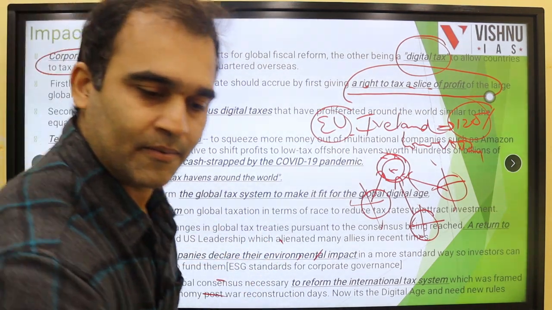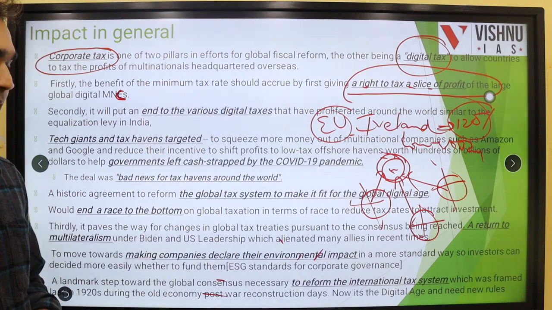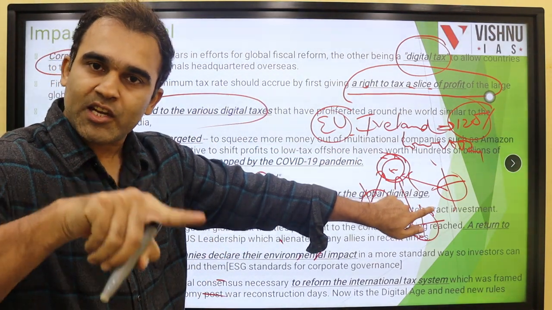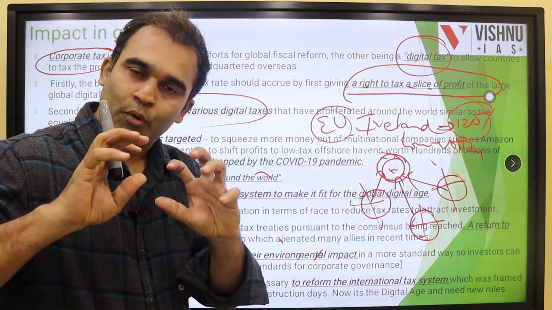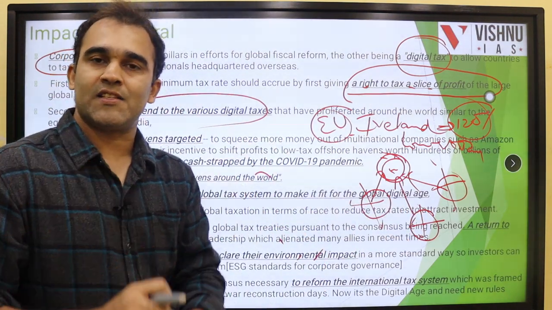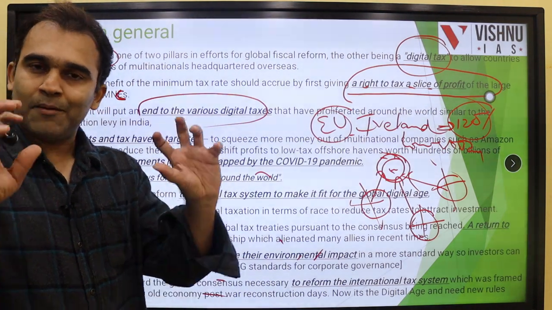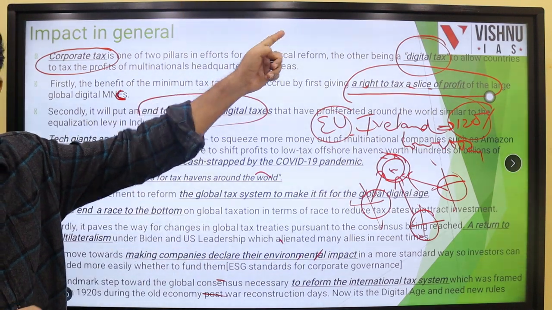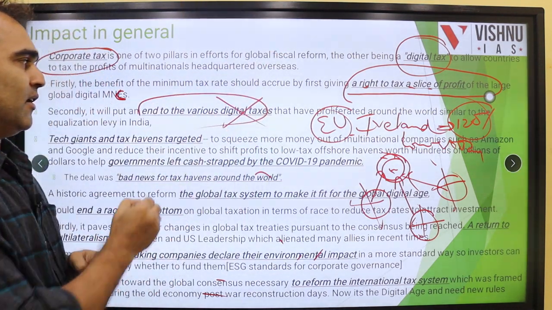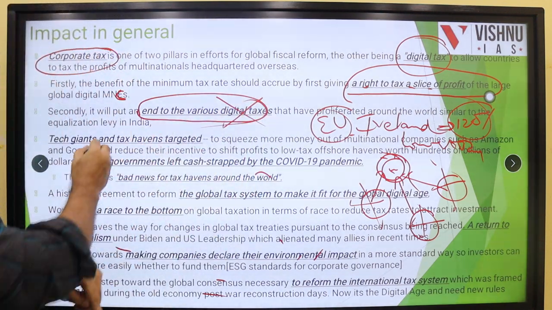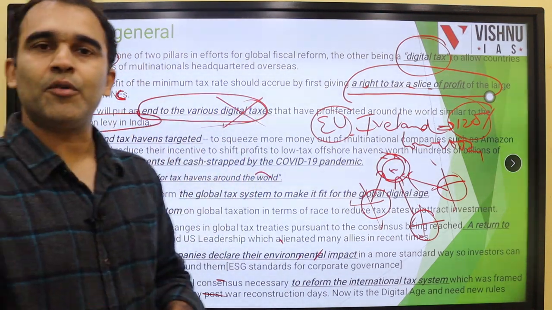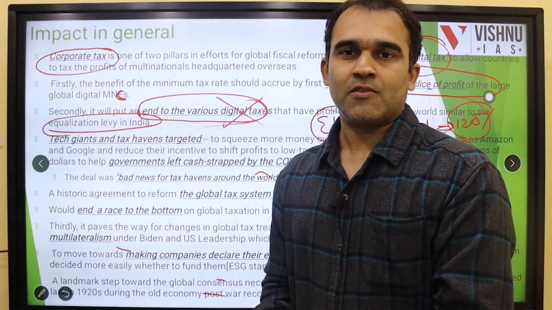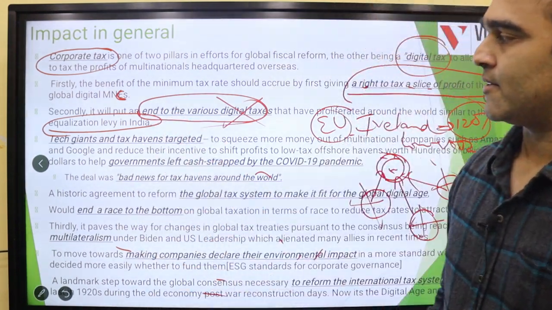Then another impact. We've already seen that to address this issue, what did the countries do until now? Each country, including India, started to impose their own versions of digital taxes. There was a plethora of digital taxes imposed. So now, thanks to this agreement, all these individual digital taxes, including India's equalization levy, will have to be stopped. It gives certainty to investments and certainty to business operations.